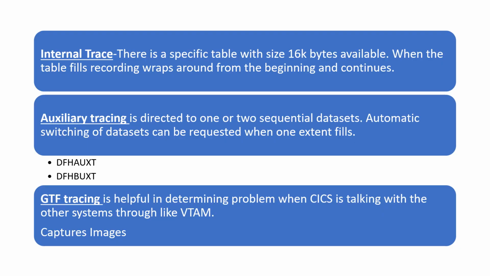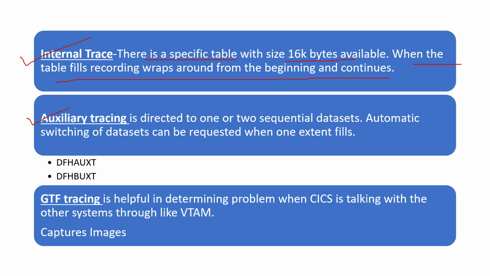So the first one is the internal trace. Every CICS region always has an internal trace, and this internal trace table is used as the buffer for other trace destinations. When we talk about the table size, the minimum size of this internal trace table is 16 kilobytes and the maximum size is 1 GB. When the table fills, records wrap around from the beginning and continue, that means the internal trace table wraps when it is full and the end of the table is reached. Also, you can increase or decrease the size of the internal trace table while CICS is running.